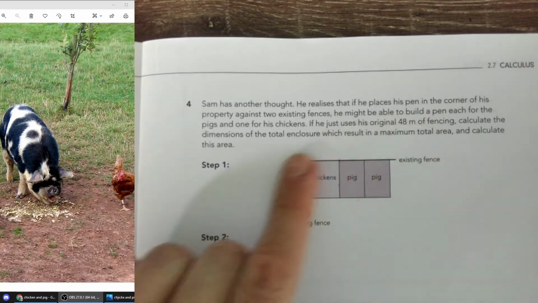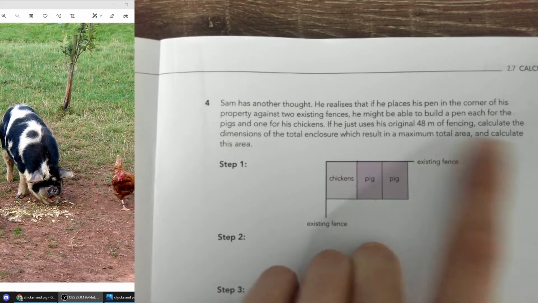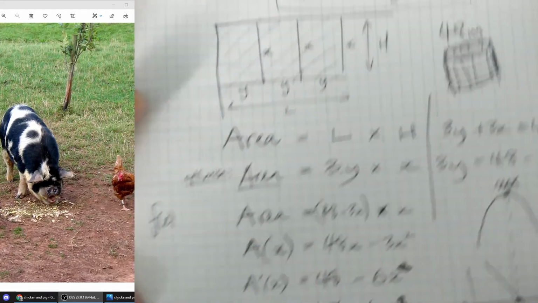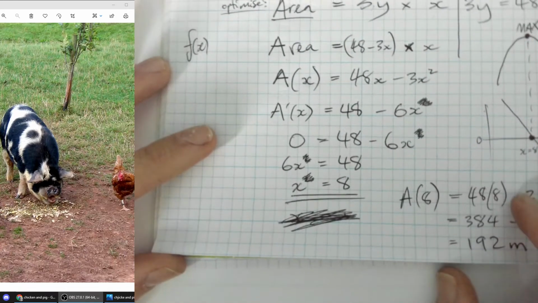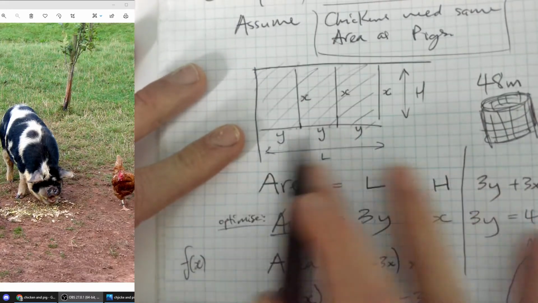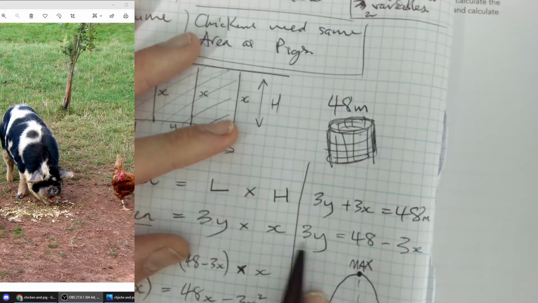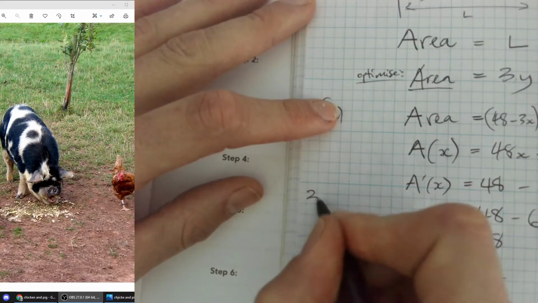Let's just double check that that's what the question is asking. Calculate the dimensions of the total enclosure which result in a maximum total area, and calculate this area. We don't quite have the dimensions because we only know the x aspect. We need to find the y aspect. So let's just do that. Where is our relationship to find y? Here it is. So let's just quickly do that.